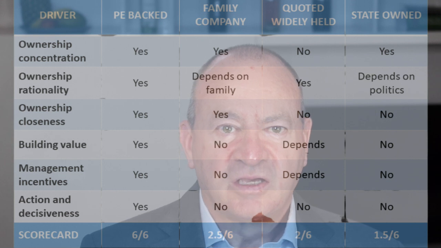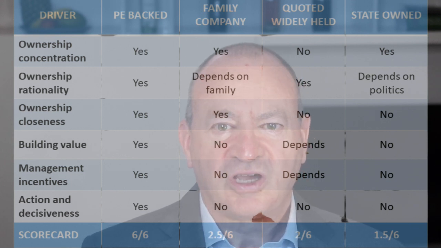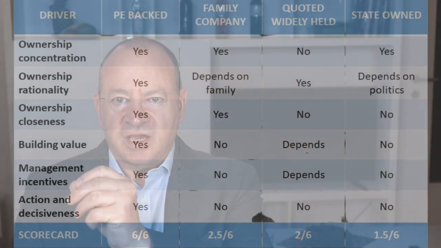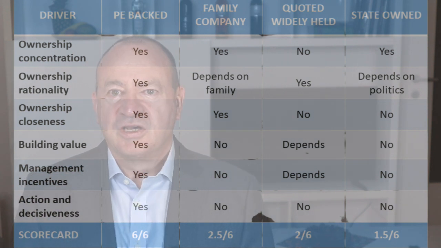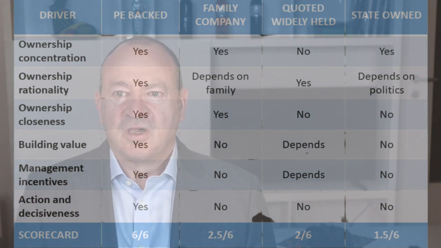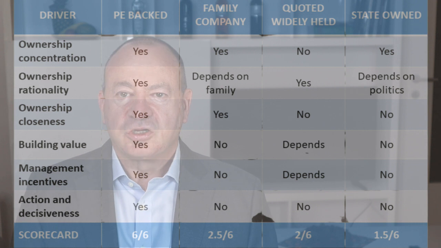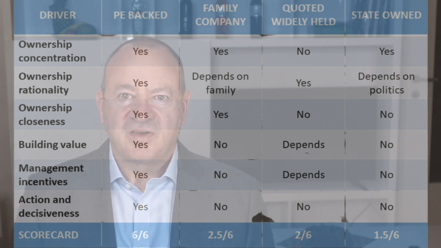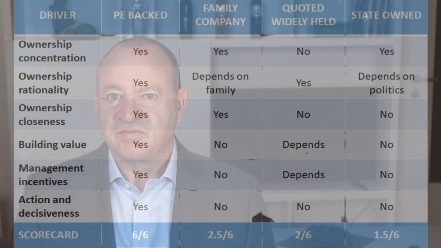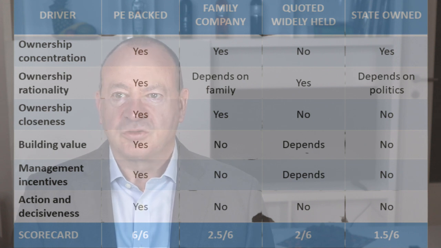So let's compare the 4 models of ownership. Let's start by looking at each factor and look at how they influence the different types of ownership. Ownership concentration. So in a PE-backed company, yes, the private equity fund will typically have a stake of 20%, 40% or majority. So there is an ownership concentration.